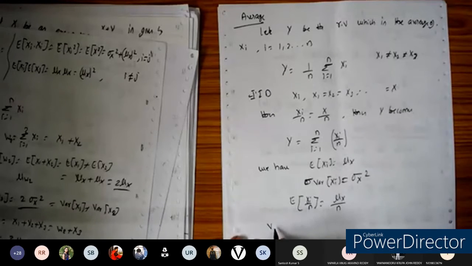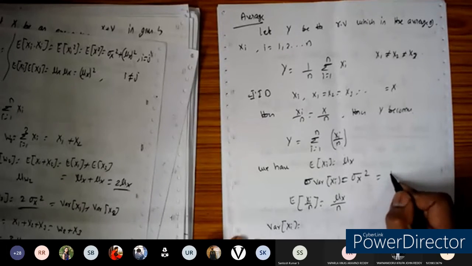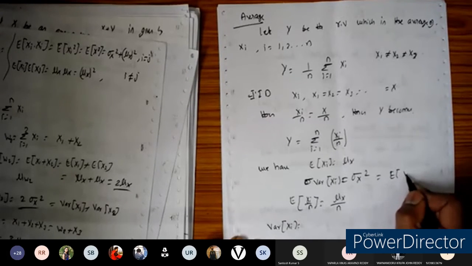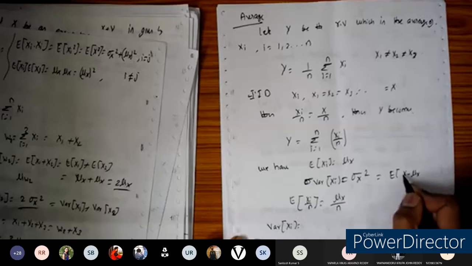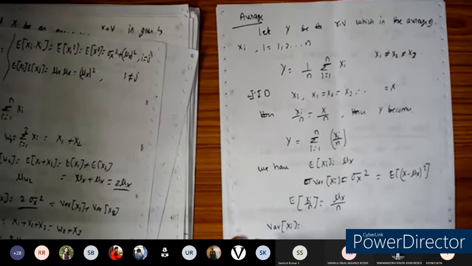Similarly for the variance, you know what the variance is. Let me write the formula here. The variance of xi is the expected value of the difference between a random variable and its mean, the whole square. That is called the variance. Now I'm going to consider the variance of xi by n.